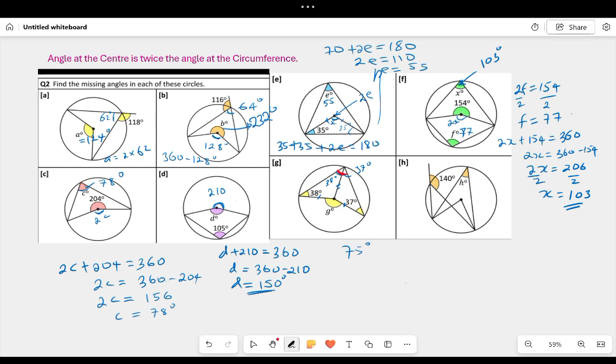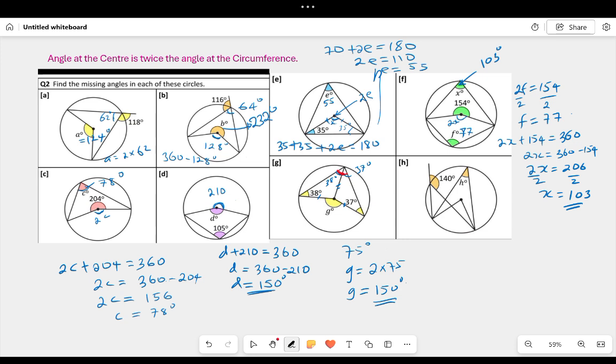And for me to have G, G is actually twice as big as 75. So if I need to get G, it's going to be 2 times 75, and therefore my angle G is equal to 150 degrees. 150. Okay.